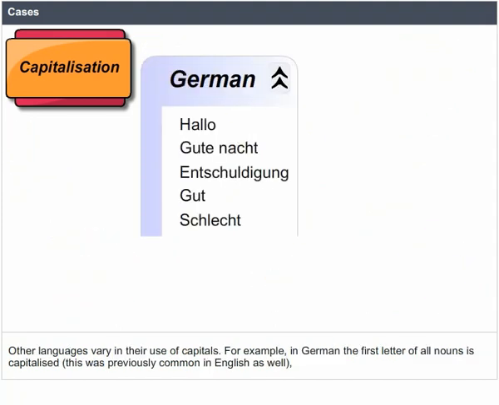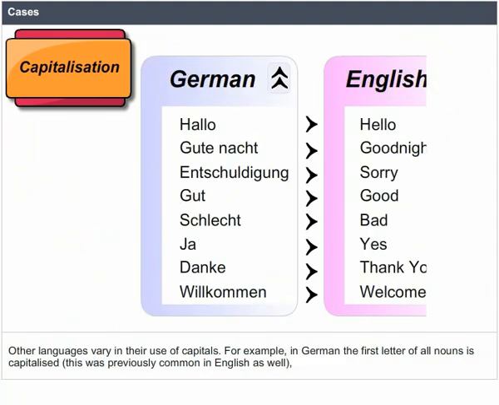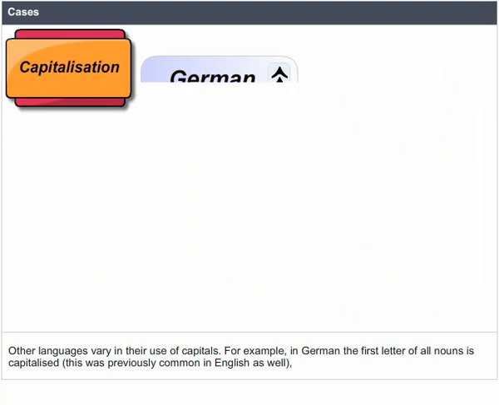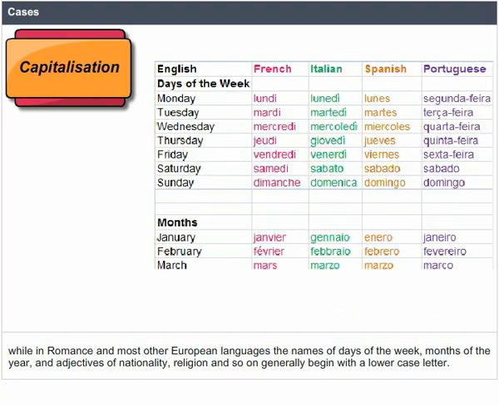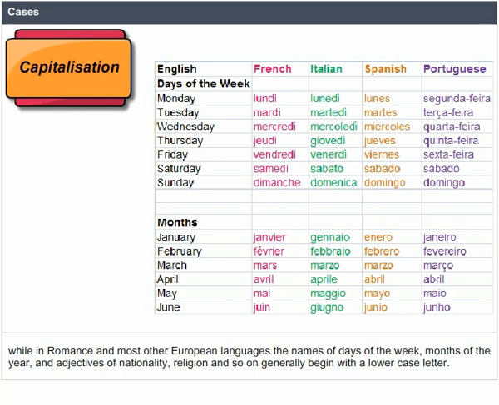Other languages vary in their use of capitals. For example, in German, the first letter of all nouns is capitalized. This was previously common in English as well. While in Roman and most of the European languages, the names of days of the week, months of the year, and adjectives of nationality, religion, and so on generally begin with a lowercase letter.